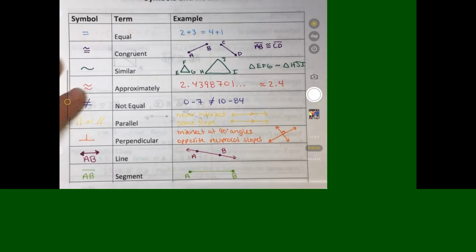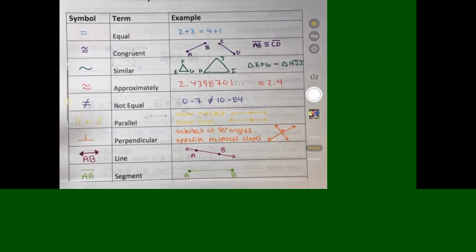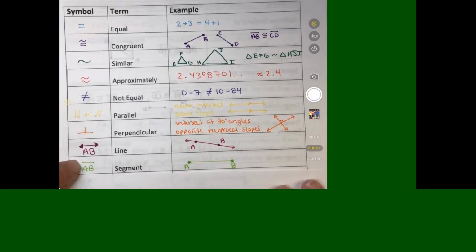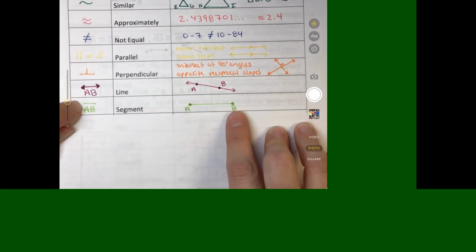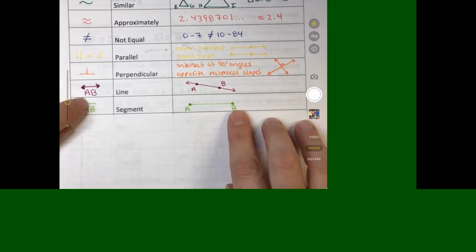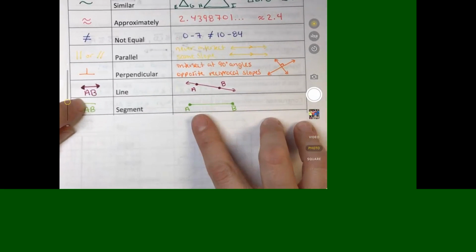A segment, I already kind of showed you up here with the congruent symbol. So segment, it does not have any arrows. You might see them with little dots on them, but you don't need that. Typically, segment is just a line. So this means that it's going to stop at A and it's going to stop at B. We're only looking for that little part right there.